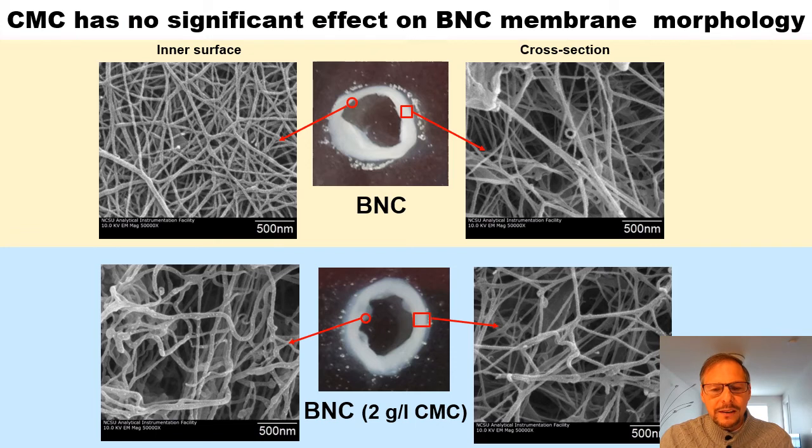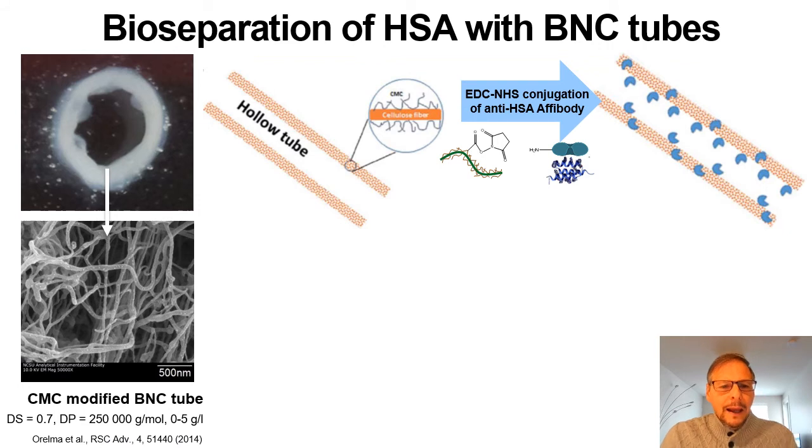So in other words, the CMC that is added to the culture medium is not toxic to the microorganism. The microorganism can still produce the bacterial nanocellulose, the ribbons of the fibrils that you see, and these are the ones that we are assuming as a membrane, in this case, that is in the form of a tube. And that tube now is a hollow tube. I show this in the figure on the right.